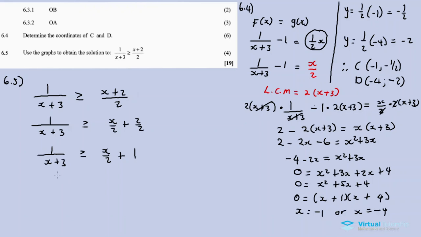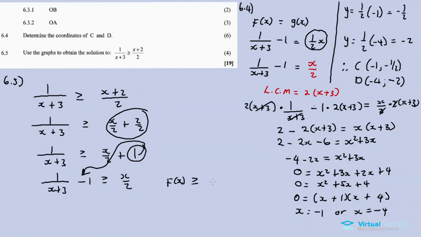Therefore, transposing that 1, we have 1 over x plus 3 minus 1 greater or equal to x over 2. Voila, what I was saying is that we want a solution where f of x is greater than g of x, but I had to do some manipulation first, so that things approach it, and then bring it to the left so that we can see where it is. Now we want a solution for f of x greater or equal to g of x, right?